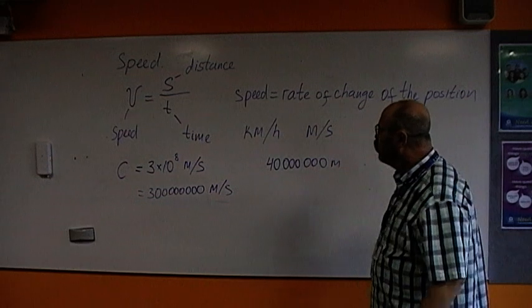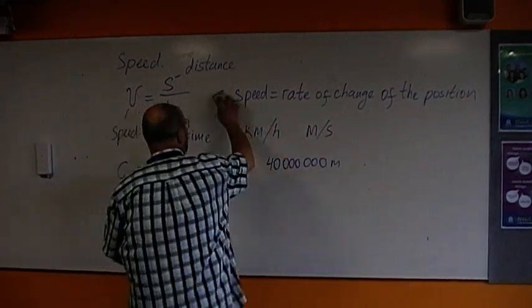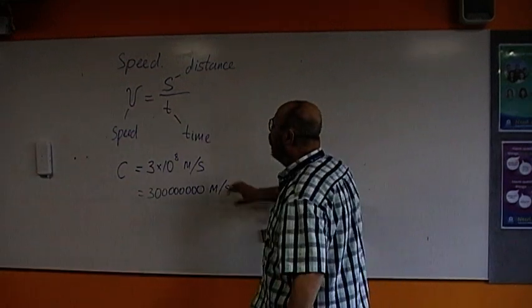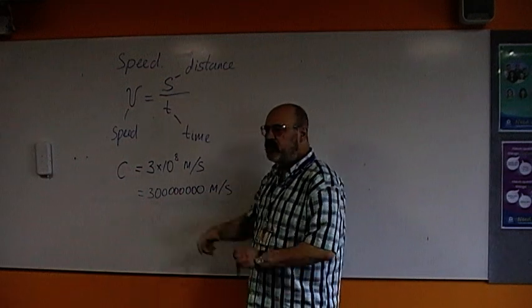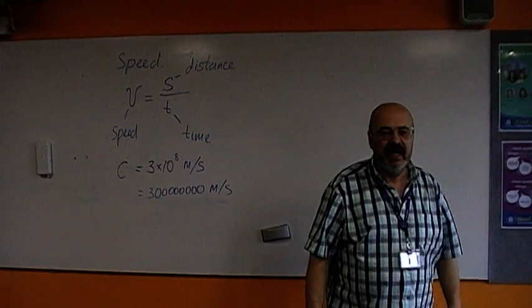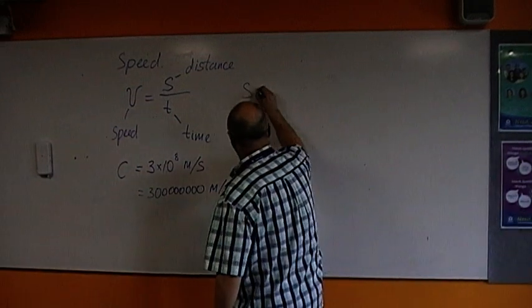But to do that, we will need to rearrange this formula. If speed equals distance divided by time, can you rearrange this formula to make distance the subject? From this formula, what will S be equal to?